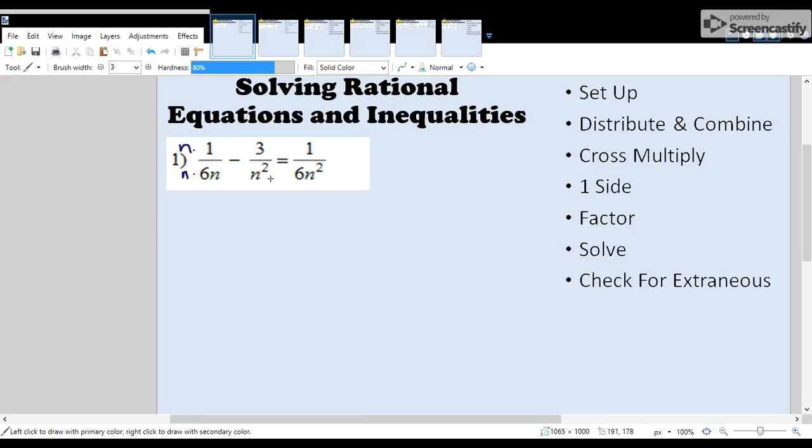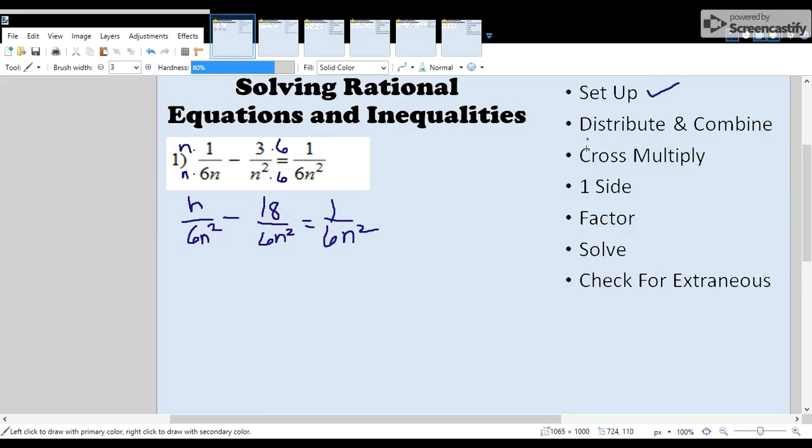And now the second fraction, let's multiply by 6 to get us a common denominator, 6n squared. So then we have n all over 6n squared minus 18 over 6n squared, and then that equals 1 over 6n squared. So step 1 is done.